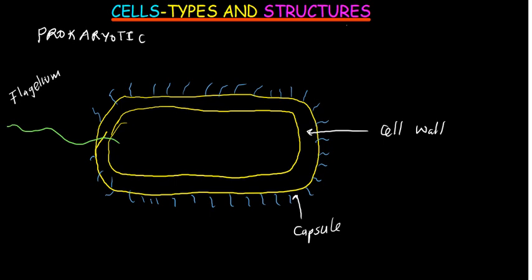Okay. So these short hair-like structures, which are also used for feeding and for movement, we call them pili.